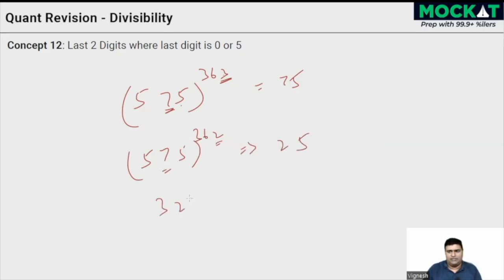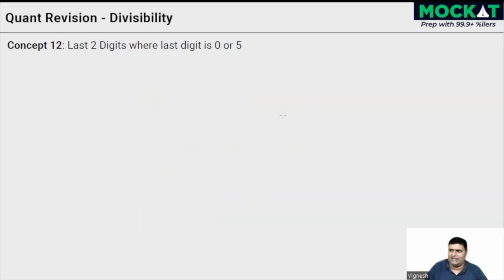What if it's 315 to the power of 643? Both are odd, then 75. But if one of them becomes even, then that's it, 25. What if both are even? Then even better, 25. Only when both are odd does it become 75, and that's it when it comes to 5 over here. So moving to the next concept, last two digits where the number is divisible by 4.